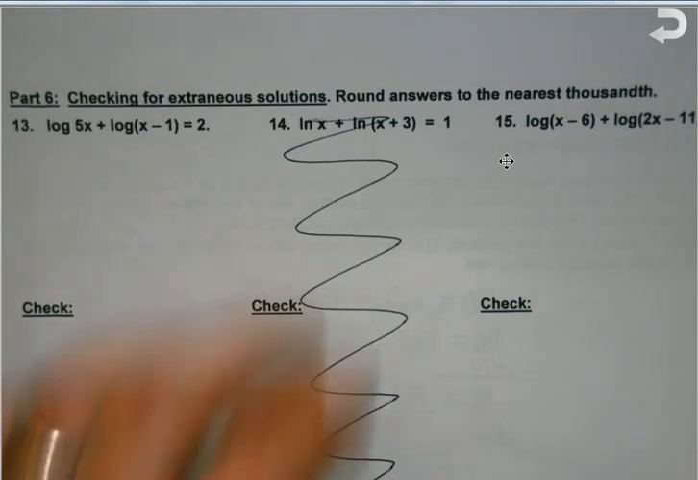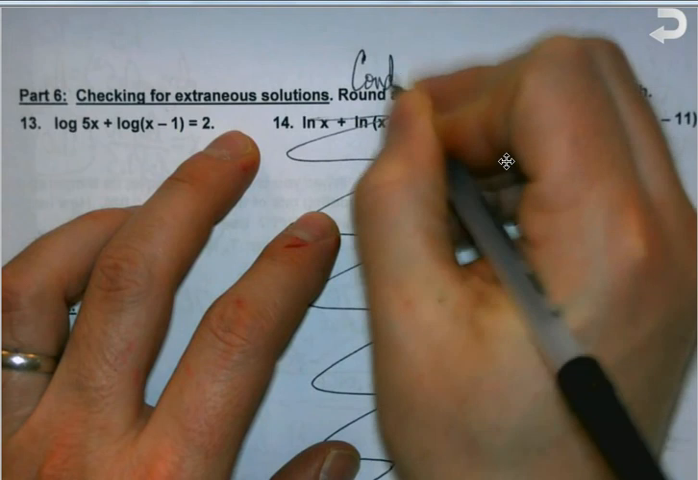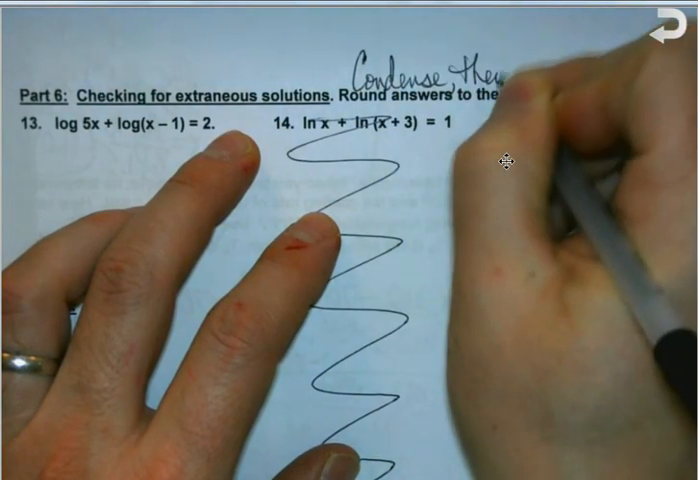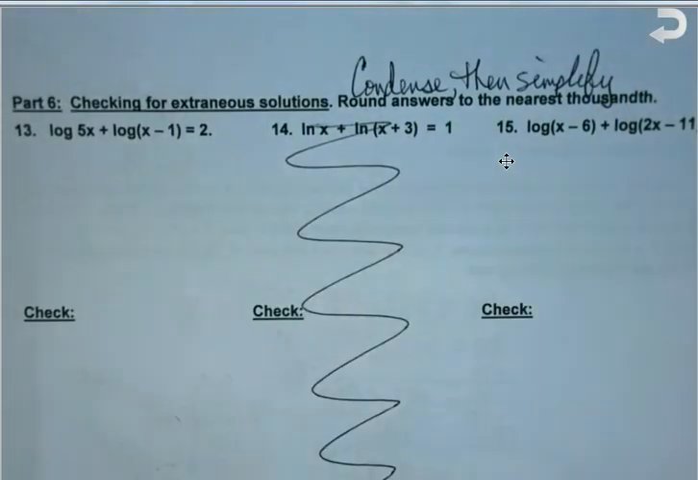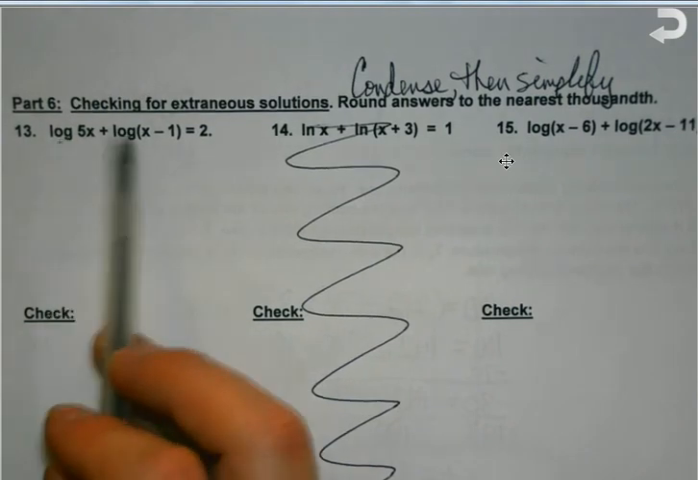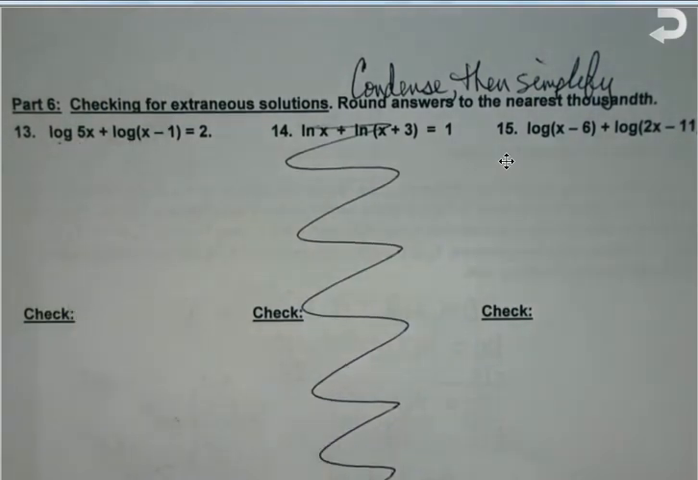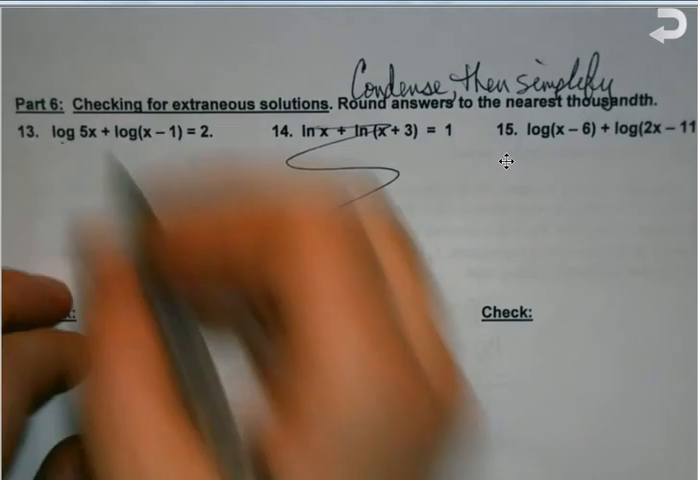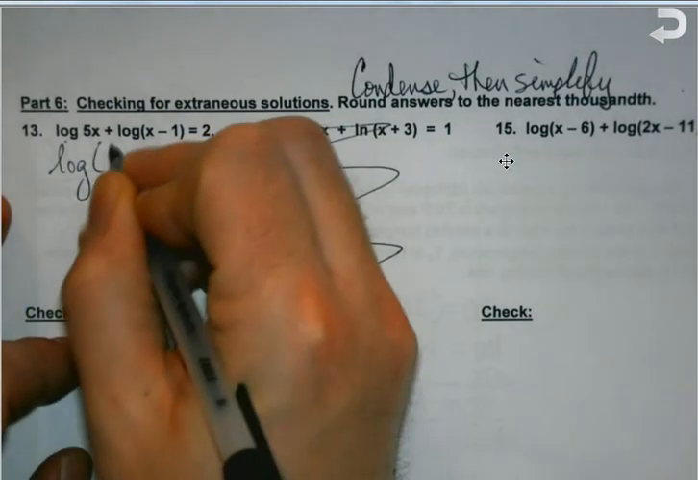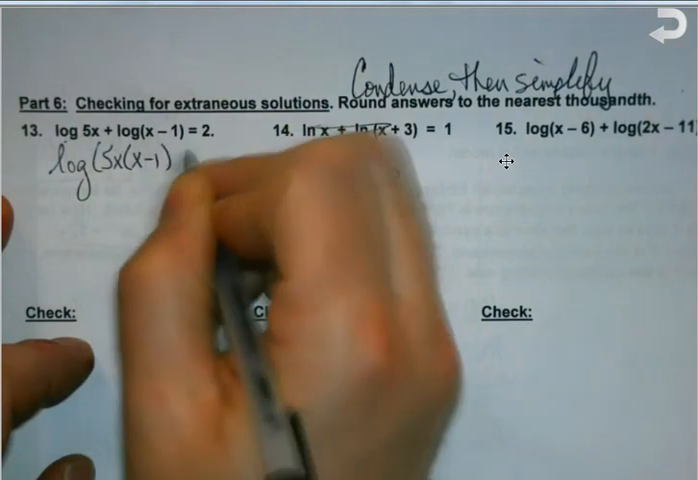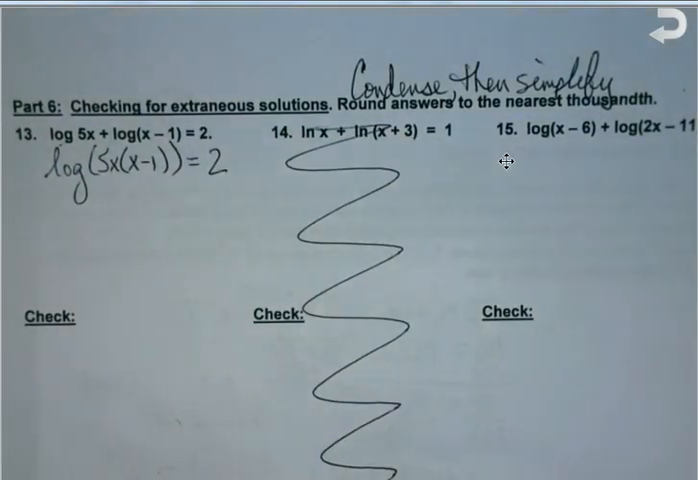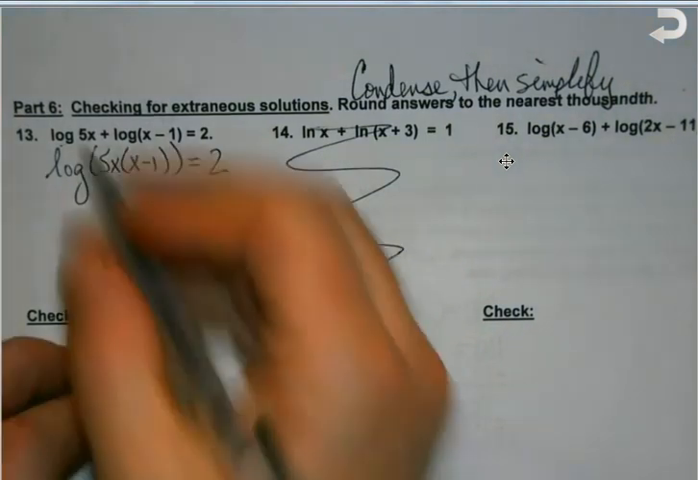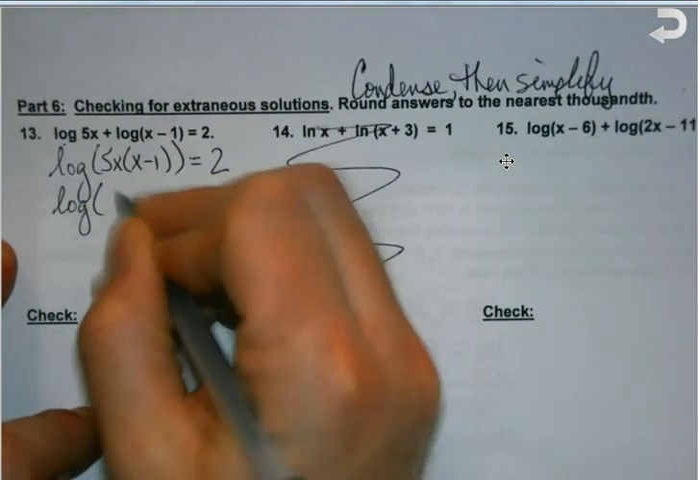Here's where we get to put things together, and we get to do one of your favorite things from the last section. Condense. So here, for instance, both logs with the same base, and I'm adding. What does adding become? Multiply. So this is actually the log of 5x times x minus 1. And again, I would literally write it out that way at the start, just kind of get used to it. And I'm actually going to simplify that before I go on here. So I'm going to distribute.